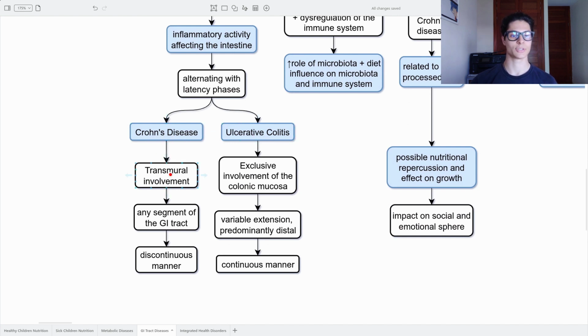The Crohn's disease is transmural involvement. Any segment of the gastrointestinal tract can be affected in a discontinuous manner. On the other hand, the ulcerative colitis is exclusive involvement of the colonic mucosa. It has a variable extension, predominantly distal, and in a continuous manner. So it usually starts near the rectum and it goes up the colon.